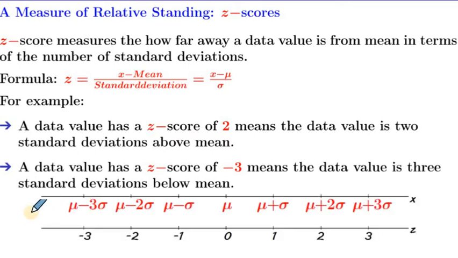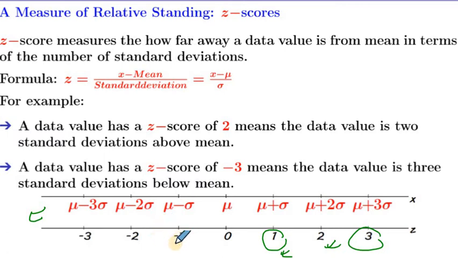Now let's look at this chart here. So this one on here means 1 standard deviation above the mean and the Z-score is 1. This 2 over here means 2 standard deviations above the mean and the Z-score is 2. And this over here means 3 standard deviations above the mean and the Z-score is 3.